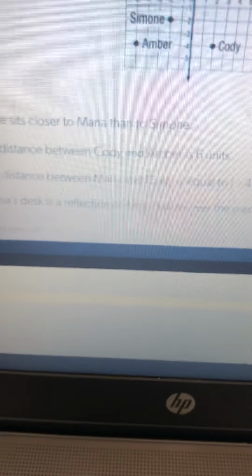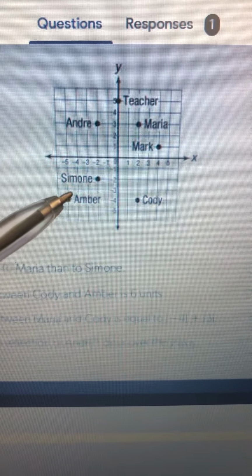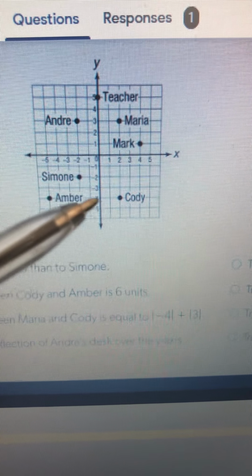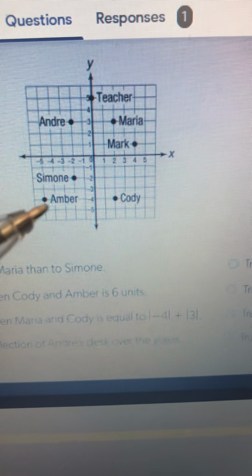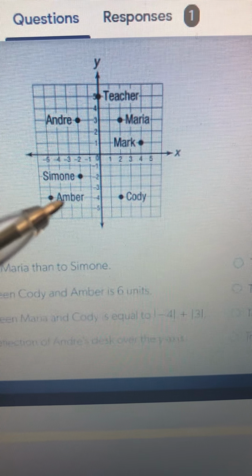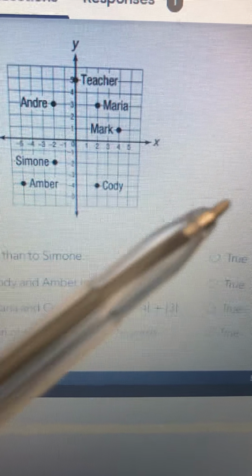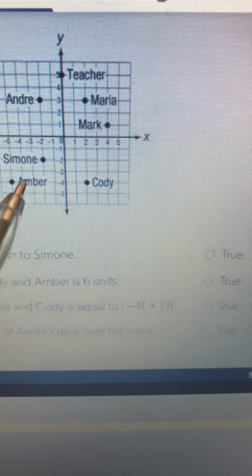Okay? Letter B. The distance between Cody and Amber is 6 units. All right, well, let's see. So this is Amber, and this is Cody. The distance between the two of them is 6 units. Let's see. 1, 2, 3, 4, 5, 6, and 7. So it is not. That is false because the distance between Amber and Cody is 7 units, not 6. Count it again. 1, 2, 3, 4, 5, 6, and 7. Okay, so that is false.